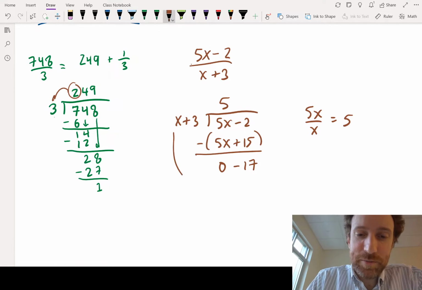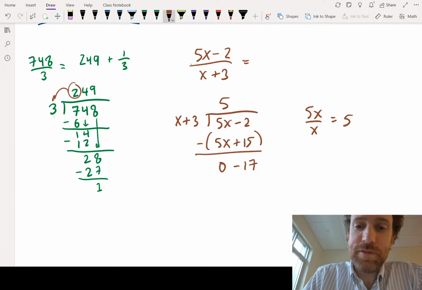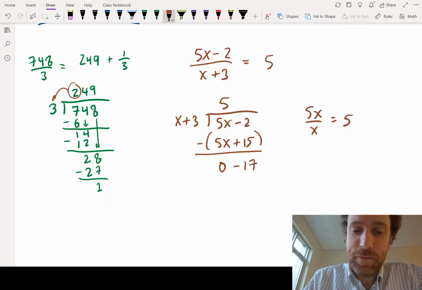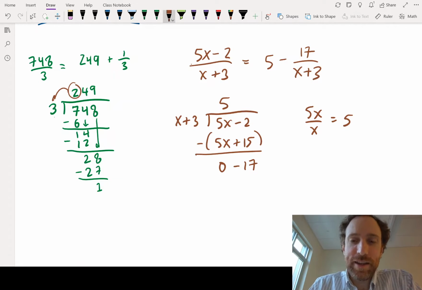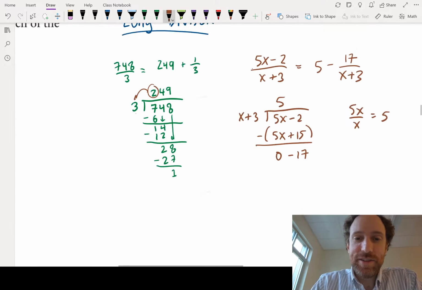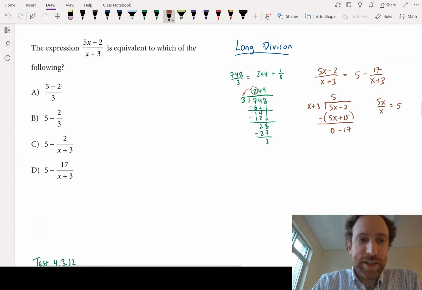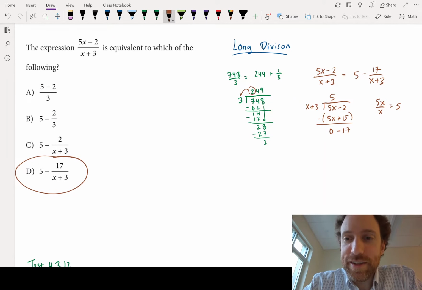And we're done with our division because x does not go into negative 17 at all, so that's the remainder. So the answer to our division problem is 5 with a remainder of negative 17, so that is minus 17, which is still being divided by x plus 3. This is long division. Let's check and see if this is one of the answer choices. And it is. This is answer choice D, so that's the correct answer.